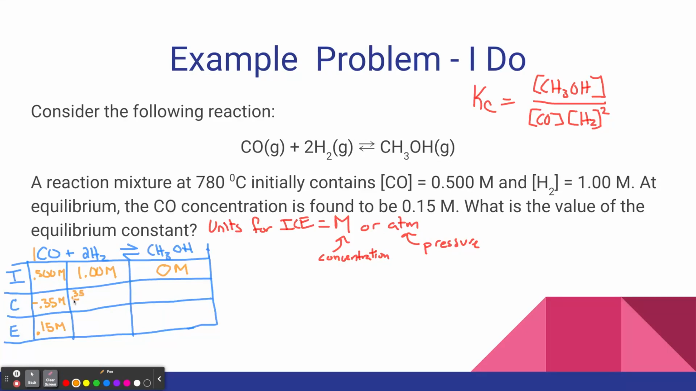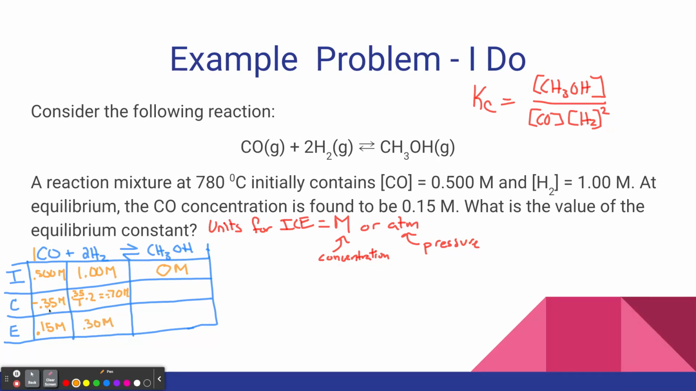So I'm going to say we got 0.35 divided by 1 because that's the column we were in, but I'm going to hydrogen, so I'm going to multiply this value by 2. In this case, we're going to have 0.70 molar of our hydrogen gas that's reacting. And this is going to be negative 0.70 molar because it's part of the reactant, so I'm going to subtract. 1 molar minus 0.70 is going to be 0.30 molar.